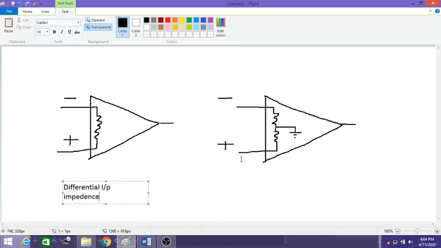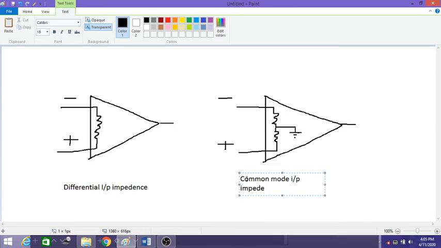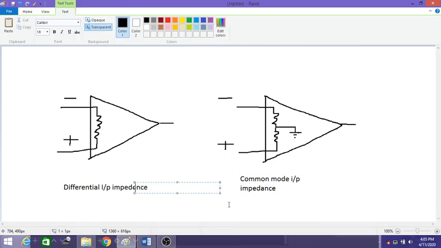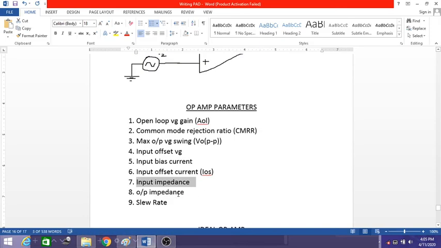You can see from this figure that we are measuring the input impedance, that is the resistance between each input and ground. It means we make one end grounded and measure the resistance, and then we ground the other terminal and measure the resistance across the first terminal. That type of resistance we call the common mode input impedance. Okay, there is a spelling mistake here, but let it be.